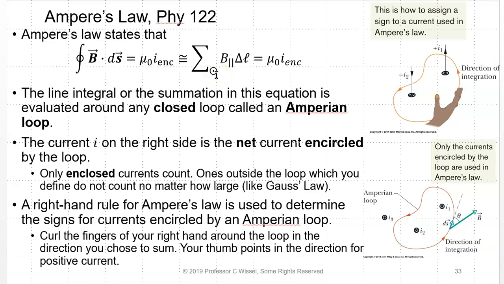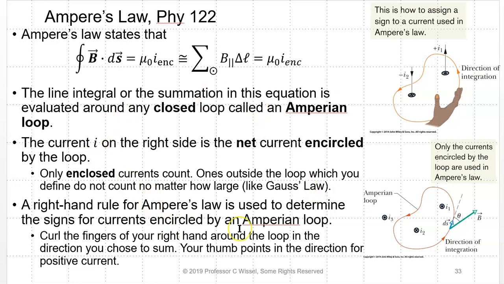And this equation is evaluated around any closed loop that's called an Amperian loop. The current I on the right-hand side is the net current encircled by the loop. Only the enclosed currents count. The ones outside the loop, which you are free to define any way you want, do not count, no matter how large they are. And this is like Gauss's law. Remember, only the enclosed charges count?